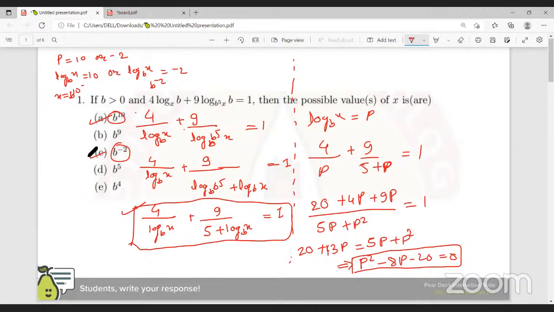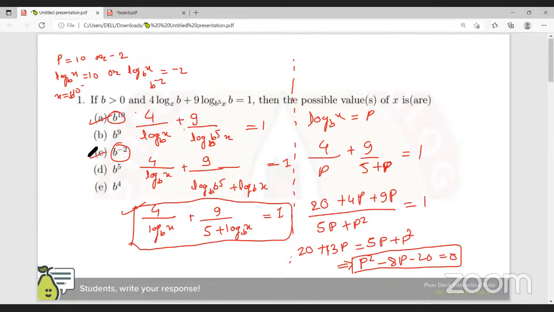Any doubt in this problem? No, I just got stuck in that situation. We have to take p, then we will be able to solve. You can substitute p also. You can directly do the cross multiplication. Directly I was trying, but it gets so complicated. Yeah, so it is better to put p only.